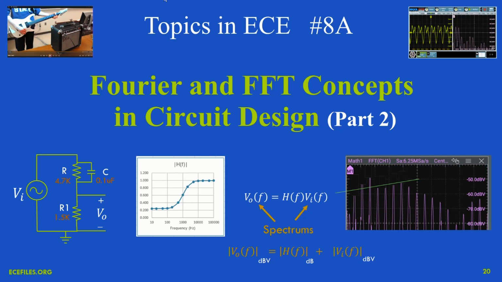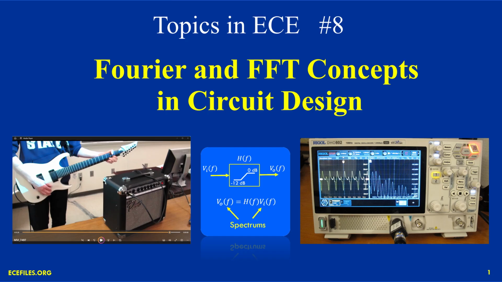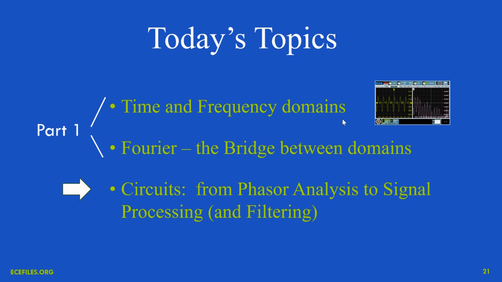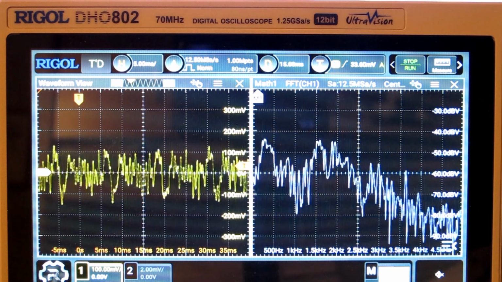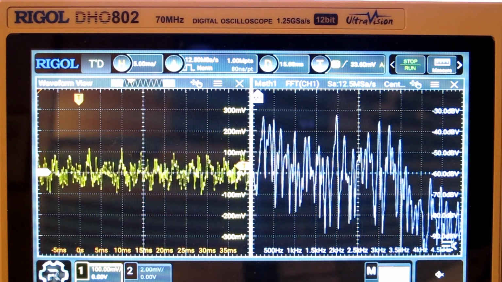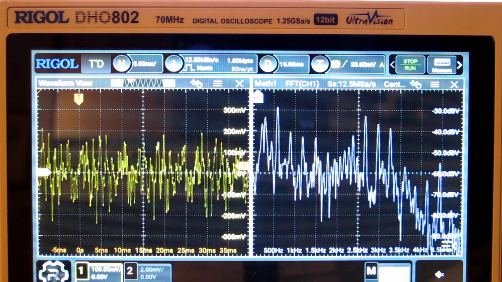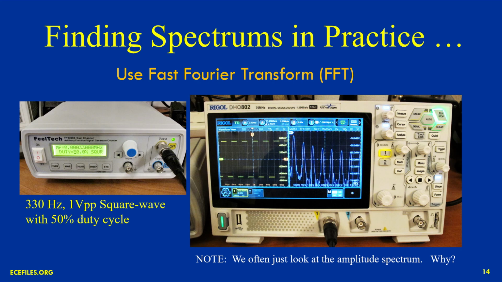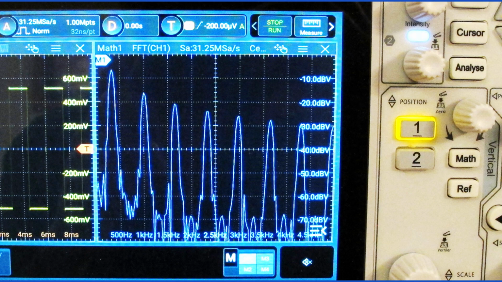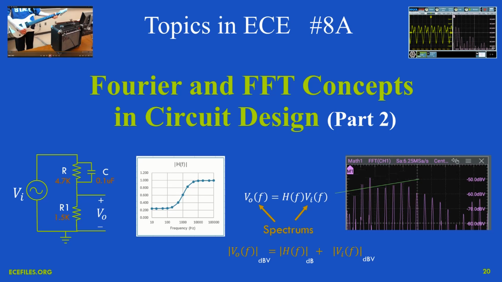Welcome to part 2 of episode 8 on Fourier and FFT concepts. In part 1, we covered time and frequency domains and showed examples of those using guitar waveforms. And we talked about how to interpret the FFT display. In this part 2 of episode 8, we're going to make good on using those concepts in circuit design.